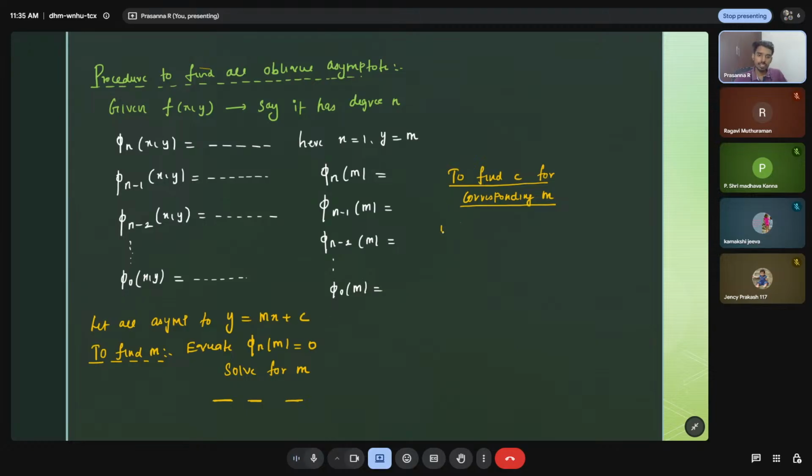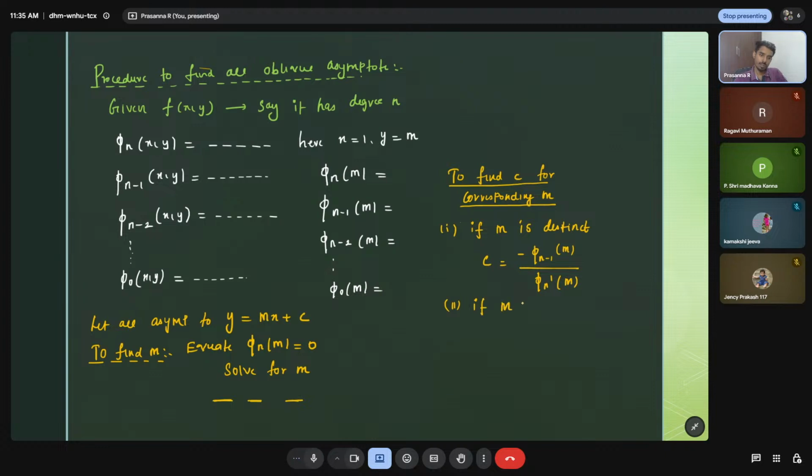If your m is distinct, then that c is given by minus Pn minus 1 of m divided by Pn dash of m.